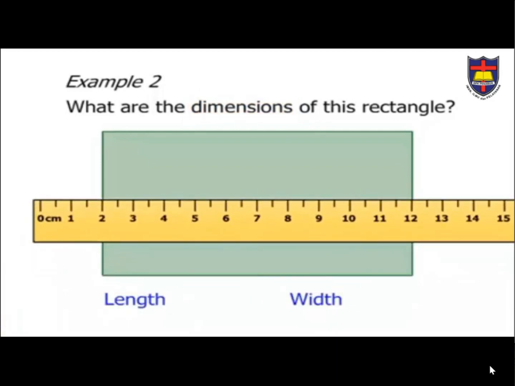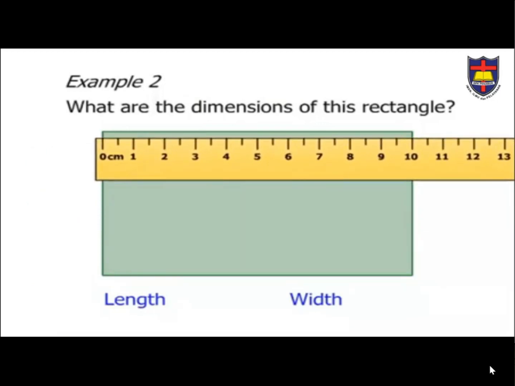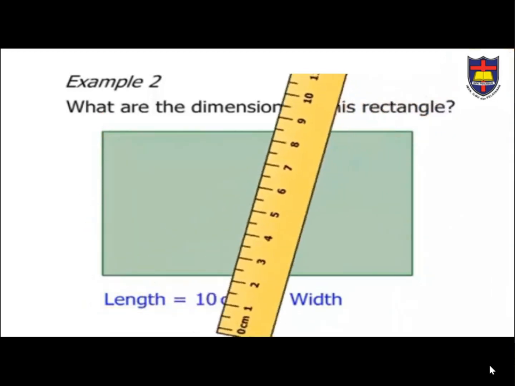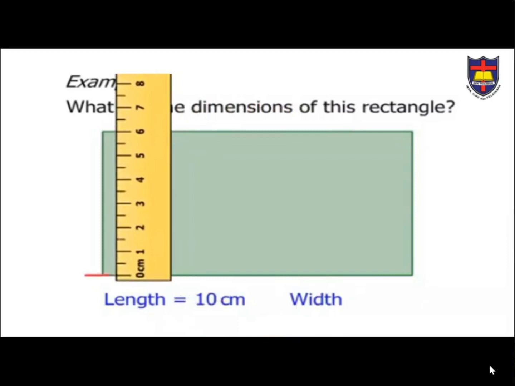Let's bring our ruler there and don't forget to focus on 0 cm. Let's put 0 cm at the edge of the rectangle and we can see that the length is 10 cm. So we can write the length as 10 cm. Next, turn around the ruler and put 0 cm along the side, and we can see the width is 6 cm. So the width of the rectangle is 6 cm.